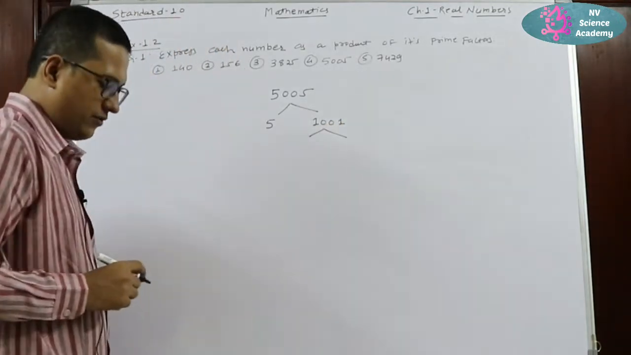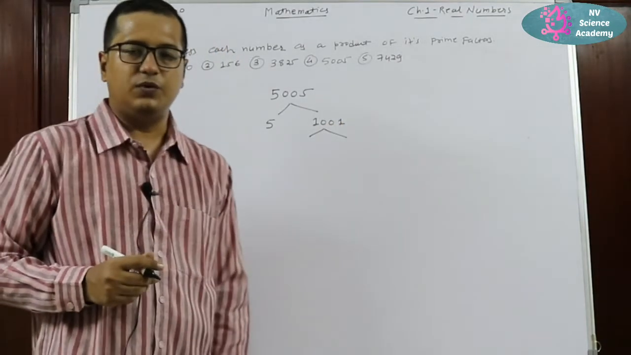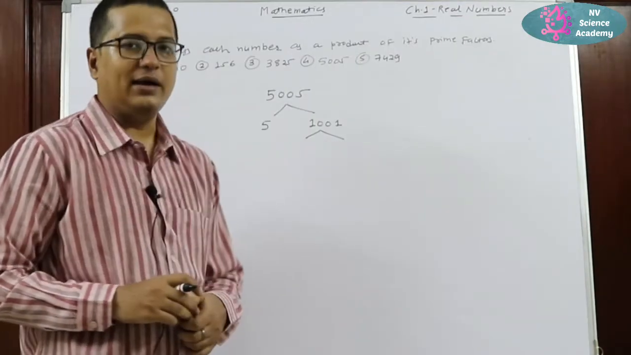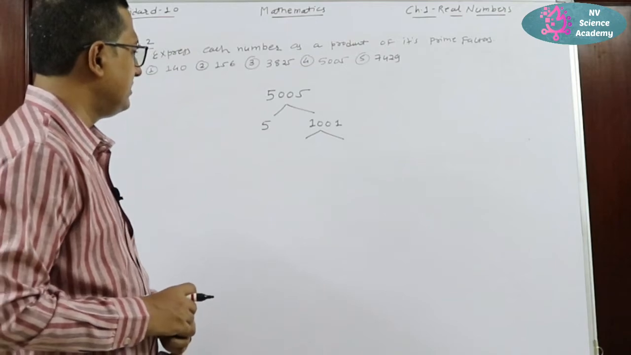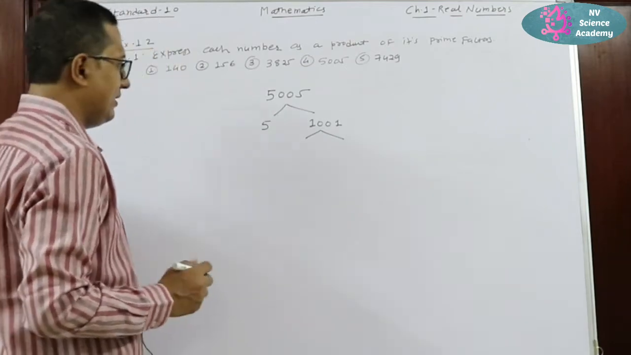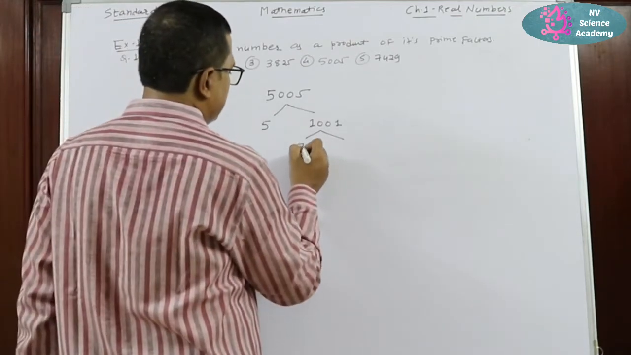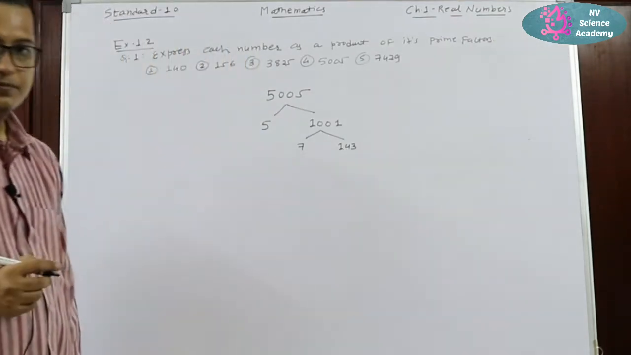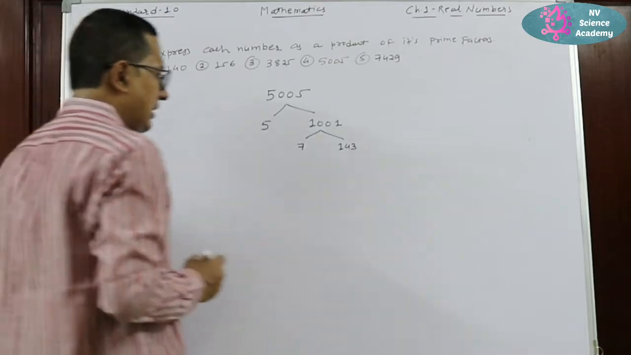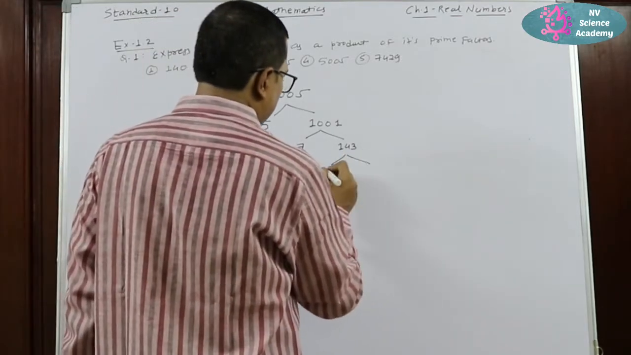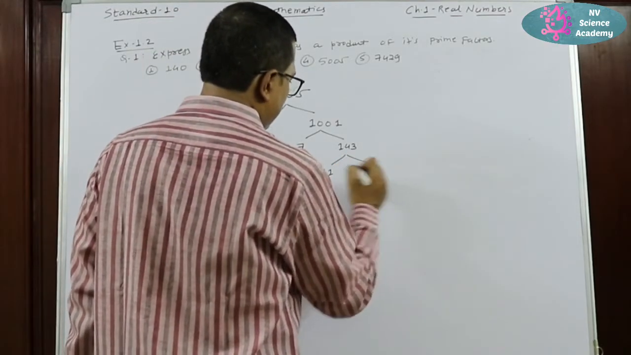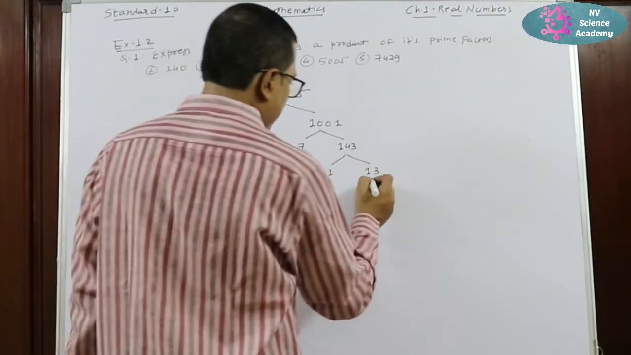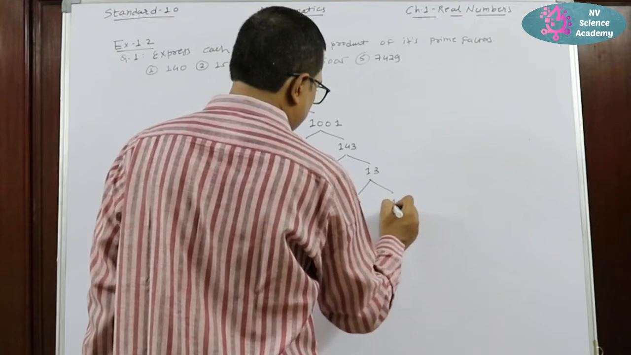Now how are we going to solve 1001? For that I have to use the trial and error method. By using the trial and error method, I can find out that we can divide it by 7 and the quotient will be 143. Again I am going to divide 143. So it is 11 and 13. 13 itself is a prime number. So the answer is 13 and 1.